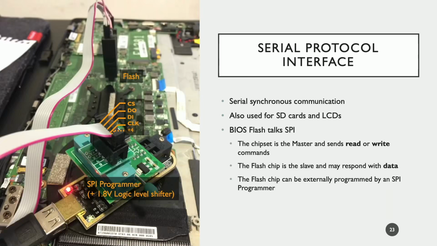And SPI is a really simple protocol. It's also used for SD cards and LCDs. You might have heard about SPI already yesterday in Trammell Hudson's talk about the SPI. And it mainly consists of 4 channels. Chip select, that means is the master, the chipset speaking, or the slave, the SPI flash memory. Data out and data in for communication in the respective direction, and the clock for synchronization. So with this, we can externally program the flash, and then we can boot the system and see what happens.